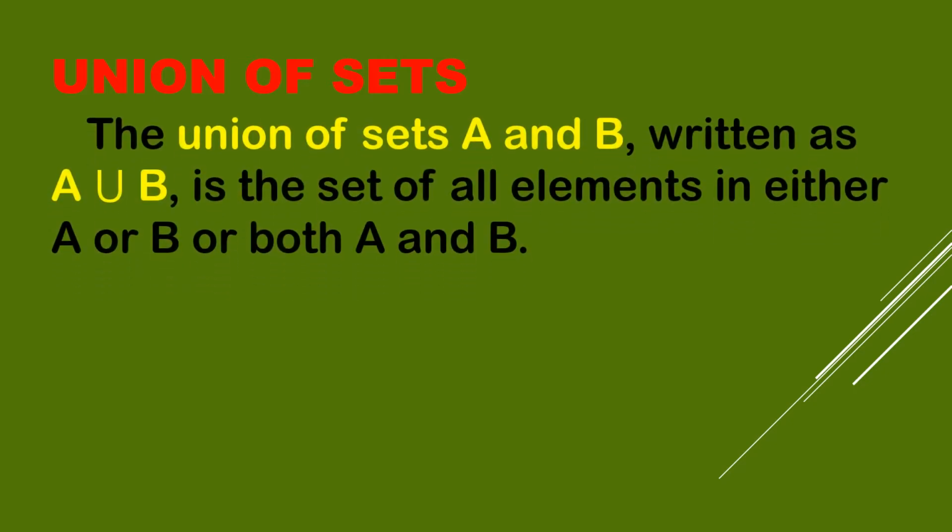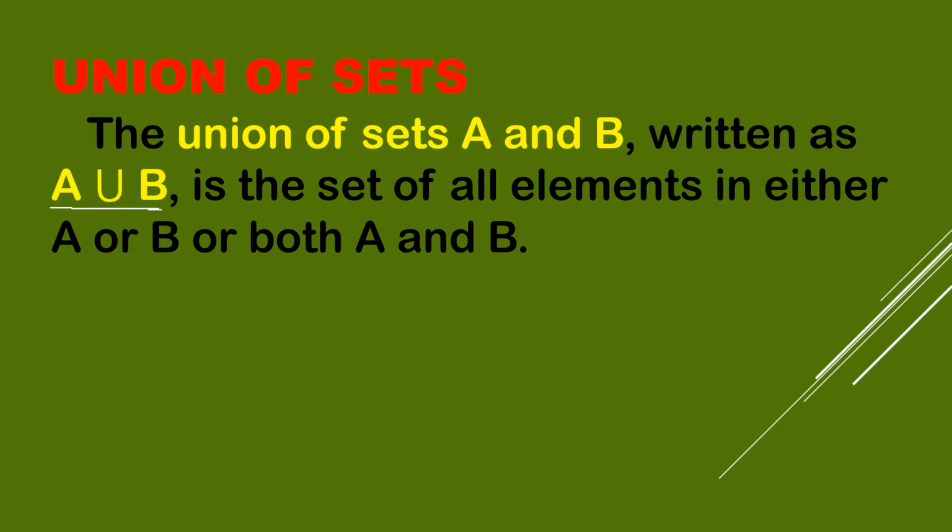So let's discuss first the union of sets. So how are we going to define union of sets? We have here the union of sets A and B, written as A union B, is the set of all elements in either A or B or both A and B.